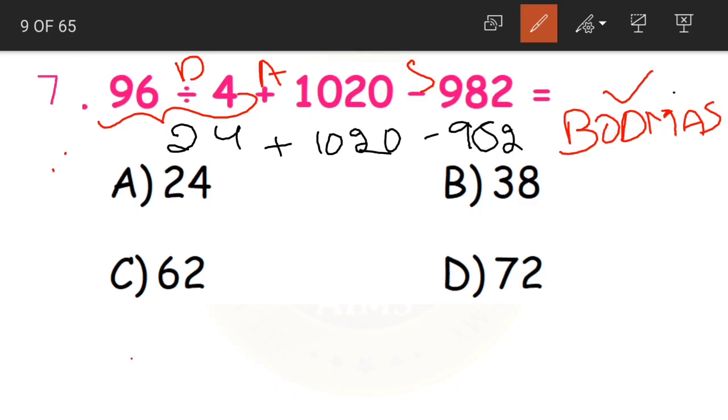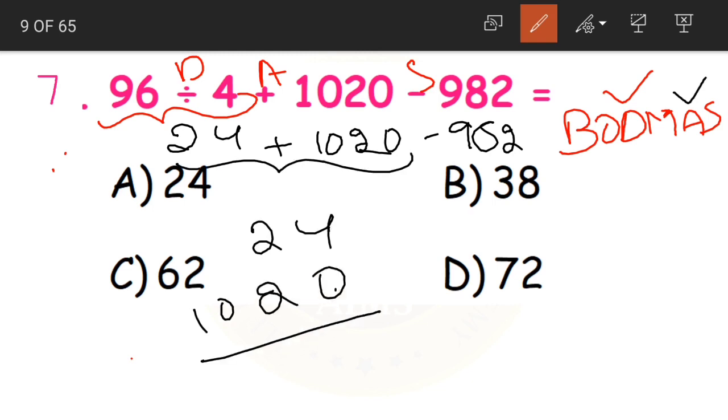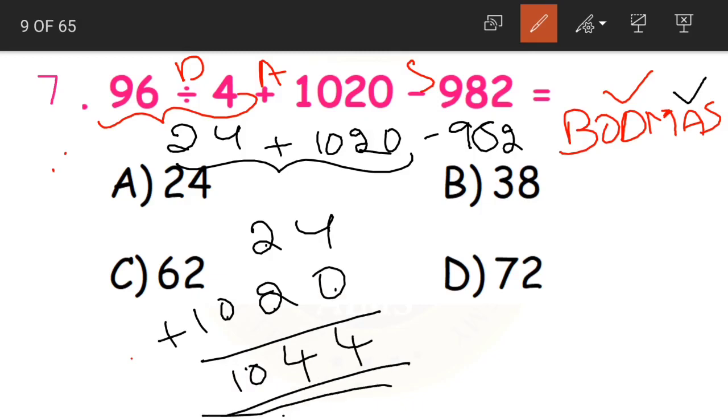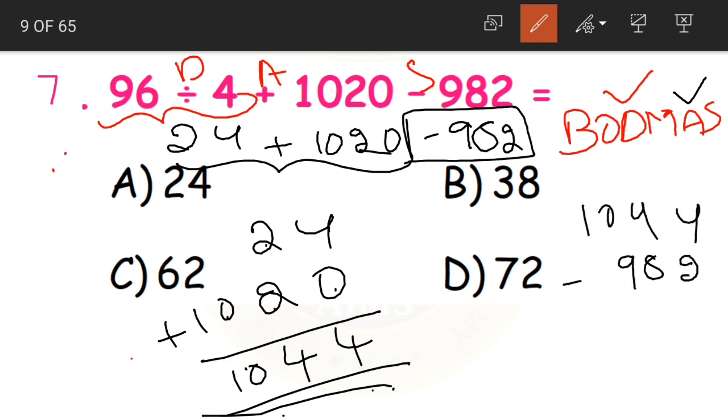Now next what should we do? Addition. So let us add 24 plus 1020. 0 plus 4, 4. 2 plus 2, 4. 0 and 1. What is our answer? 1044. Now from that what should we do? We should subtract 982. Yes, children? Yes. 4 minus 2, 2.